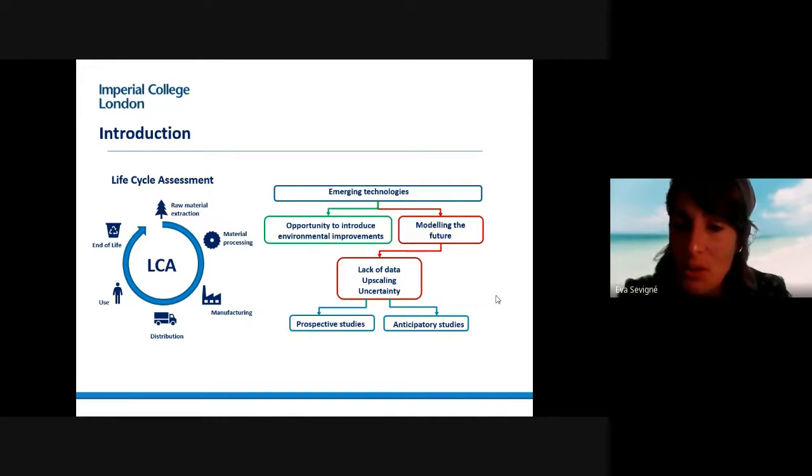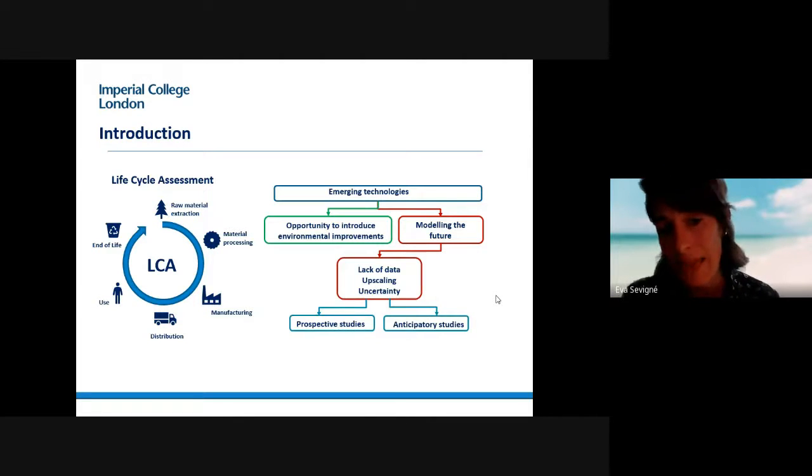And associated to modeling the future, there are some limitations. There is, for example, a lack of data, because you are probably dealing with data that is not ready yet. There are also issues with the upscaling, because most of these technologies are developed at lab scale or maybe pilot plant scale. And because the idea of the LCA is to project this into a commercial or large facility, you need to upscale the data that you are using to represent a bigger facility. And associated to everything is a high uncertainty.